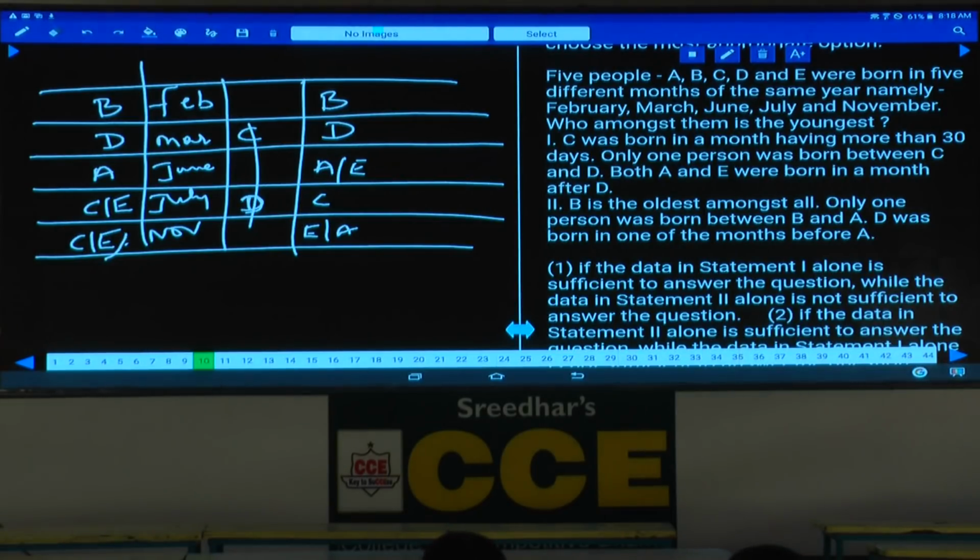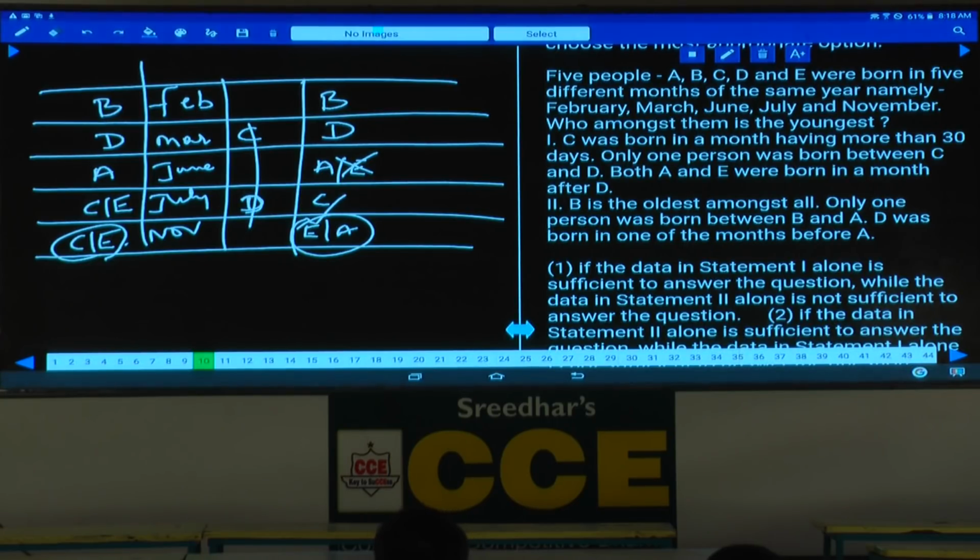With the help of 2 alone, either C or E, and with the help of 1 alone, either A or E. Then, what should we do here? Then by combining these 2. If you combine these 2, then now A must be in the month of June, hence E cannot be here, hence E will be here.